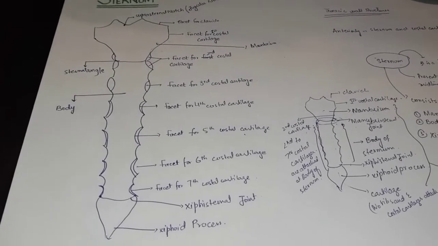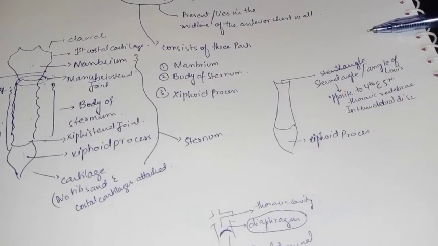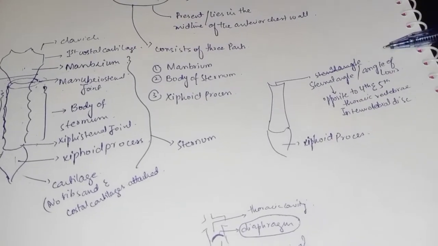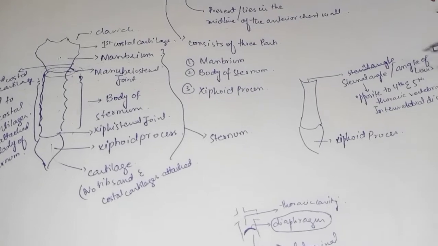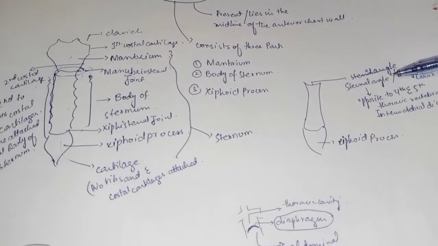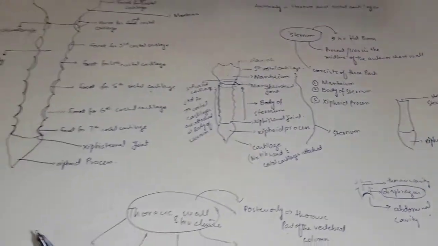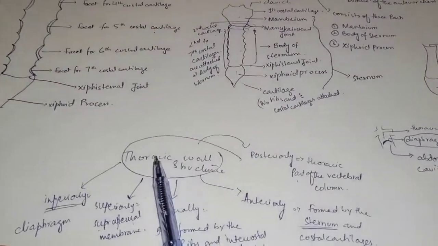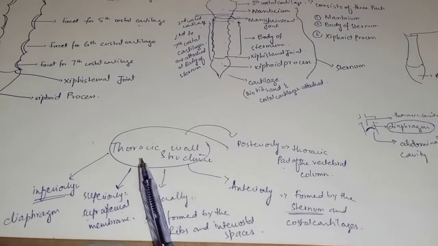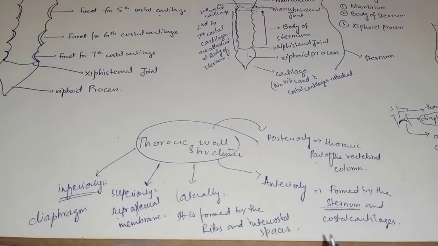So this is all about the sternum, and you have to know about the sternal angle. The sternal angle is the main landmark for counting the ribs and the costal cartilages, because at the level of the sternal angle we start counting the ribs. So in today's lecture we talked about the sternum, which is the anterior part of the thoracic wall.